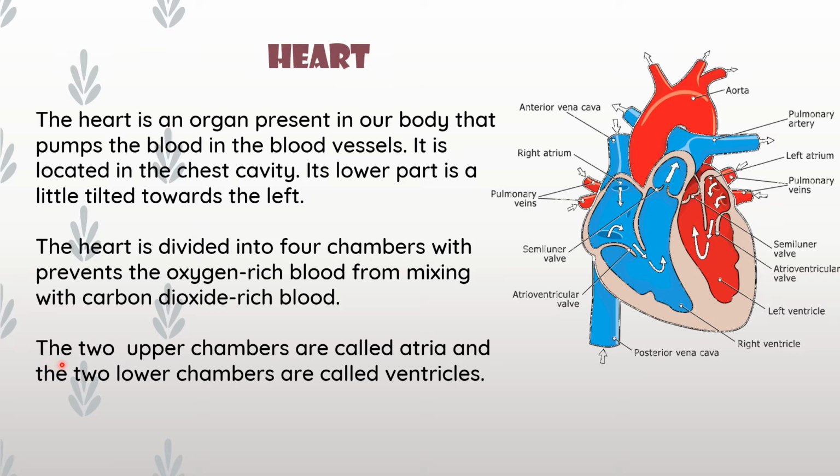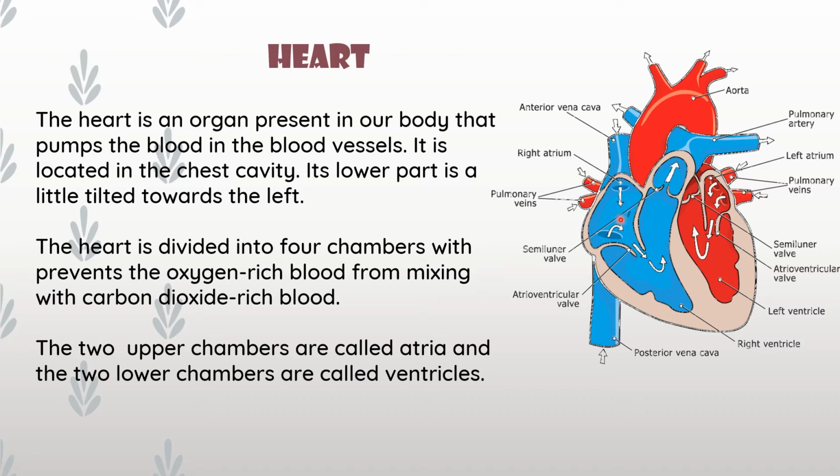Now we'll see the 2 upper chambers are called atria. So here these 2 are the upper chambers. In singular we can say this is an atrium. This is one atrium and this is another atrium, and together we call them atria. And the 2 lower chambers are called ventricles. So this is one ventricle and this is another ventricle. So 2 atria and 2 ventricles.